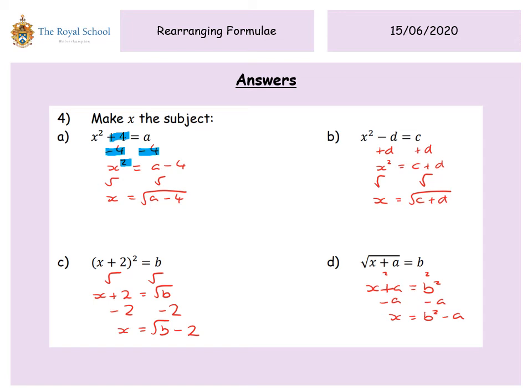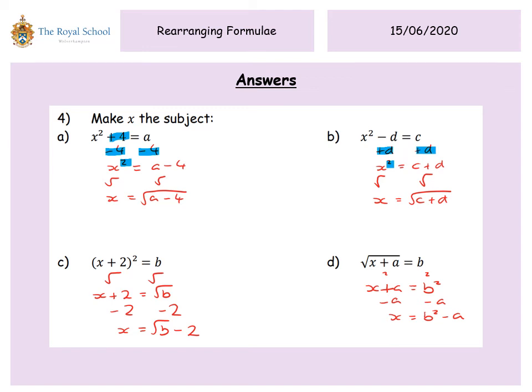These are very similar. It's x squared minus d, so let's add d to both sides to get our expressions, but of course that gives us an x squared equals something again, so square root both sides. Remember to make that square root go all over the expression that we've got at that point.